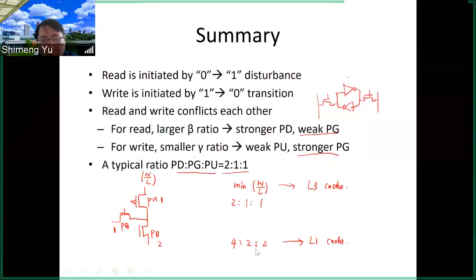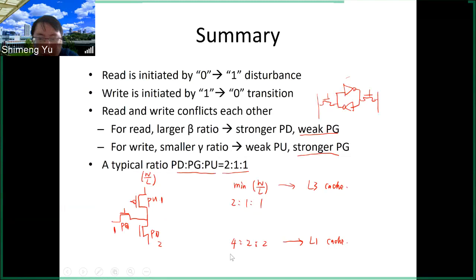If you do 4, 2, 2, still relatively speaking, the pull down is stronger than pass gate, and pass gate is stronger than pull up. So then this is still satisfied. But the W over L is increased. So you can pass larger currents, then you can charge and discharge faster, then you can make the speed faster. So this is good for L1 cache.